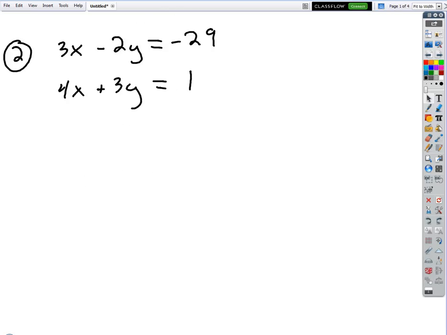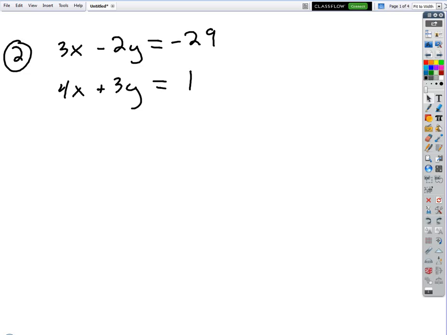Okay, is that second example a good candidate for substitution? Now, people are shaking their heads, and that's correct. It's not. That substitution, we could make it work, but it would be miserable. I mean, we have lots of fractions. It wouldn't be very fun. So what do we do instead?